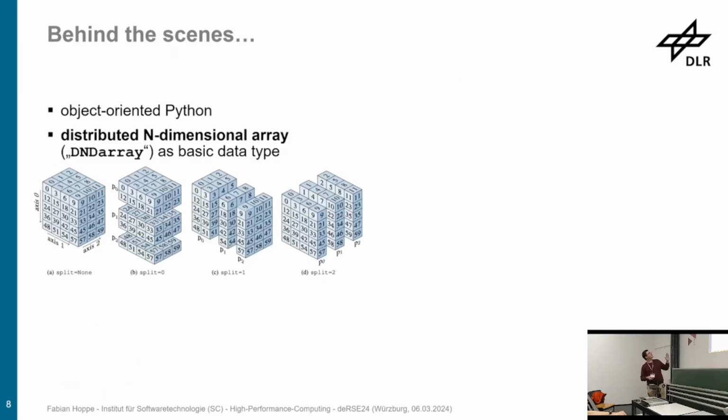Behind the scenes, very briefly. We do that in object-oriented Python, and the basic data structure is an n-dimensional array as in NumPy, but it's distributed. Distributed basically means if you take such an array, you can distribute it along parallel processes, and the idea is to split it along one axis. So you can split along axis 0, axis 1, axis 2, and further axes if you have more than 3 axes.